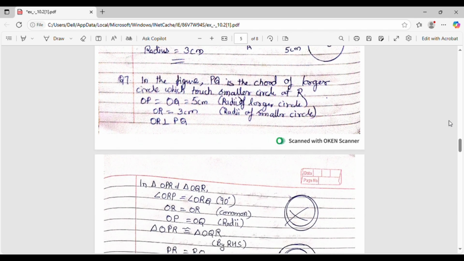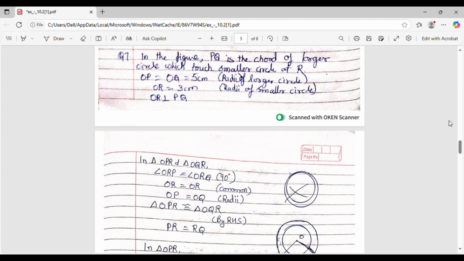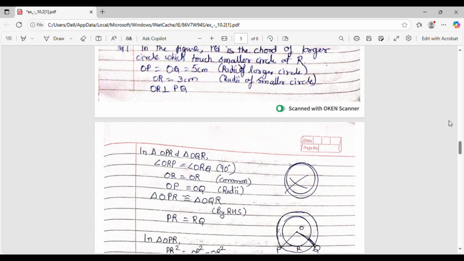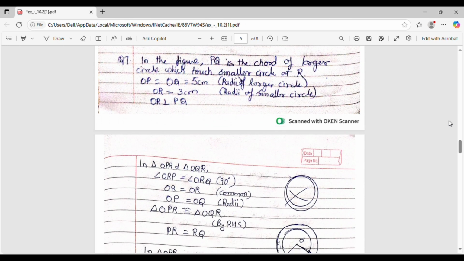Question number 7. Two concentric circles are of radii 5 cm and 3 cm. Find the length of chord of the larger circle which touches the small circle. So in this figure, PQ is the chord of the larger circle which touches the smaller circle at point R. OP is equal to OQ, 5 cm, OR is 3 cm. We can say OR is perpendicular to PQ.